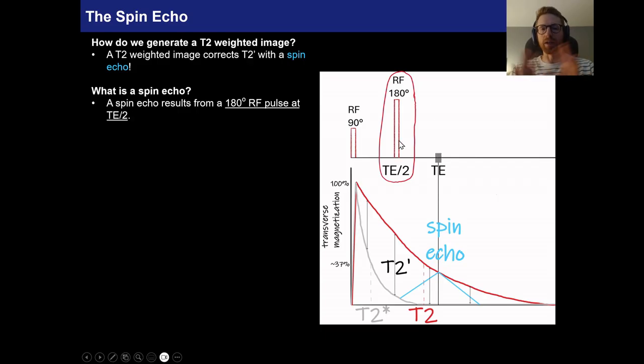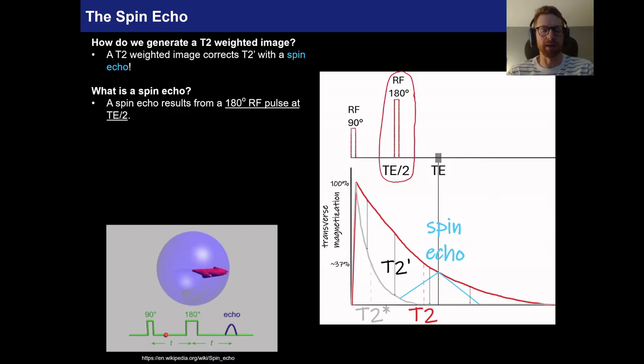And just to relate this to what we were talking about earlier in part 2 of this course, we're talking about the 180-degree radio frequency pulse. If you put it at the beginning of the pulse sequence, what do you get? You get inversion recovery, right? If you put it in the middle of the pulse sequence, you get a spin echo, okay?